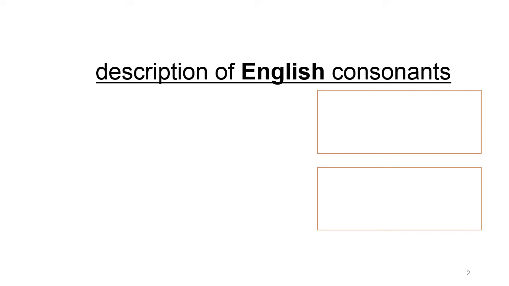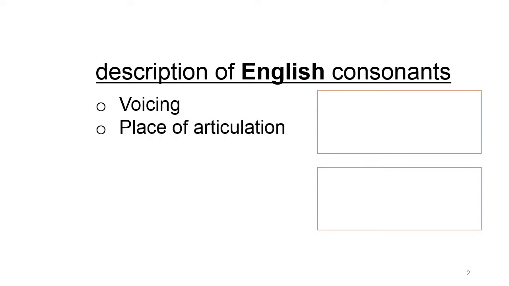Hello everyone. In our last video, we learned about the production or the articulation of consonants in general, and then we focused on English consonants. When we describe English consonants, we have three features. First, we have voicing. Are the vocal cords vibrating or not? Place of articulation, where, and manner of articulation, how.